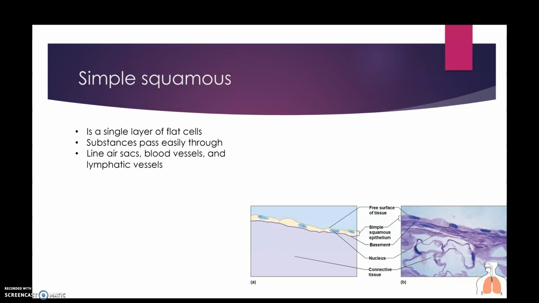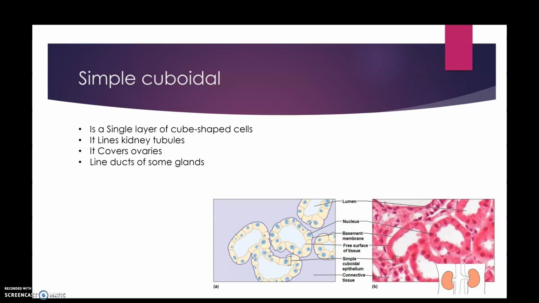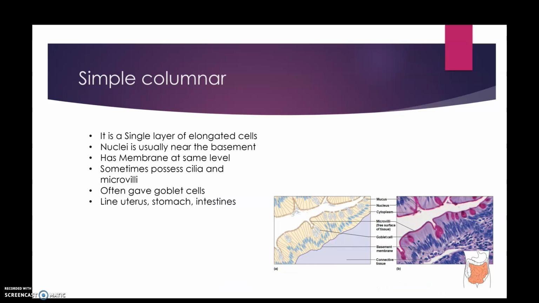Simple squamous is a single layer of flat cells. Substances pass easily through. It lines air sacs, blood vessels, and lymphatic vessels. The simple cuboidal is a single layer of cube-shaped cells. It lines kidney tubules, covers ovaries, and lines ducts of some glands.